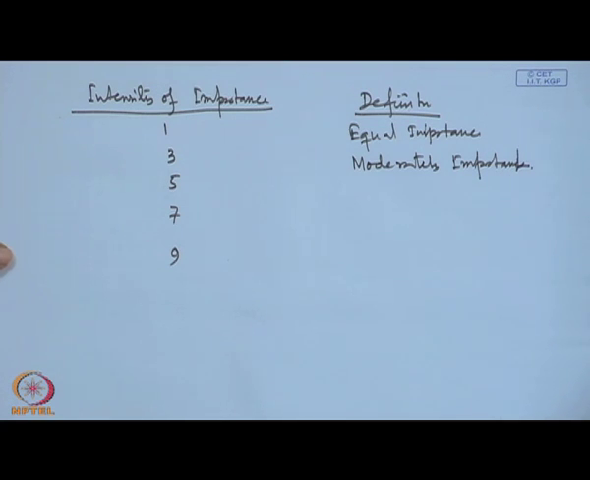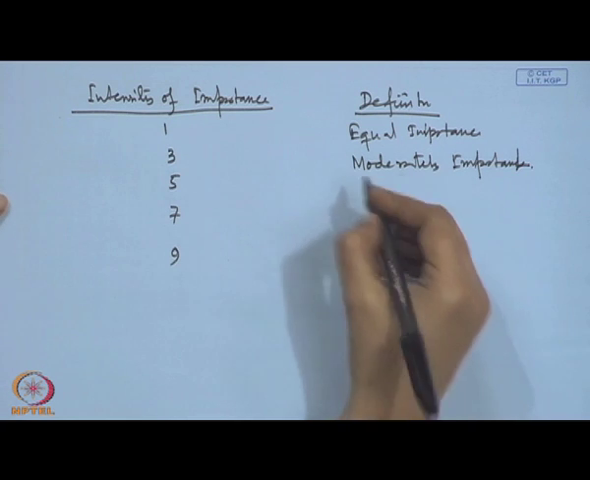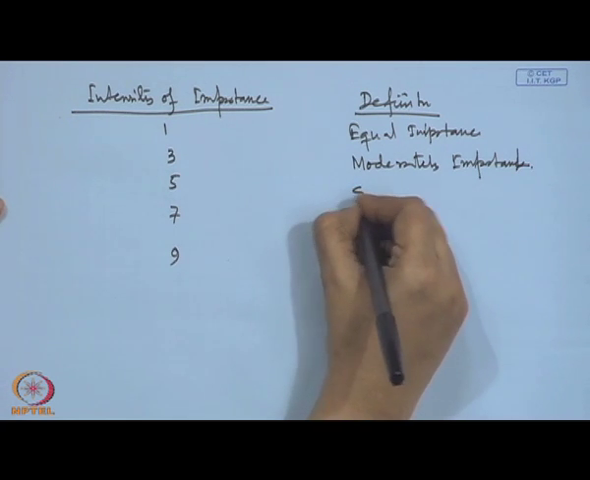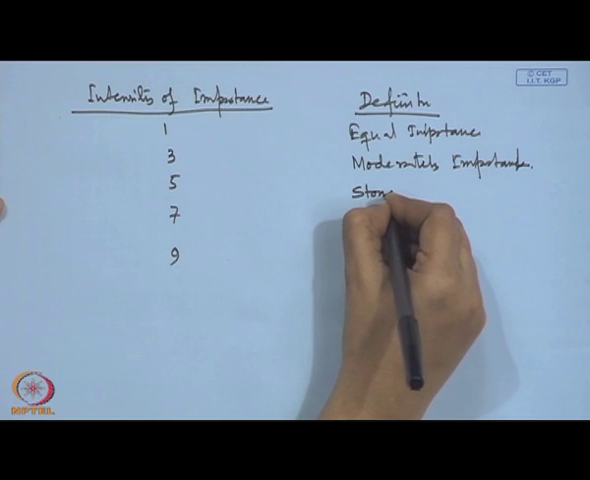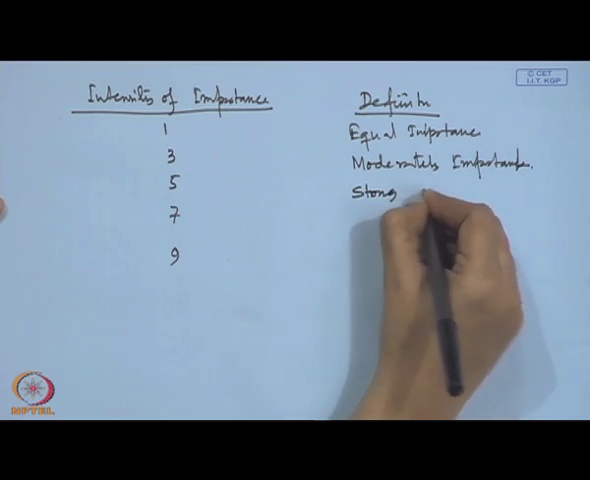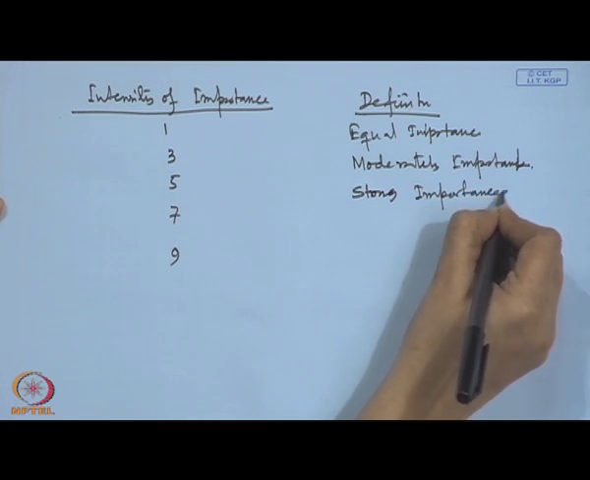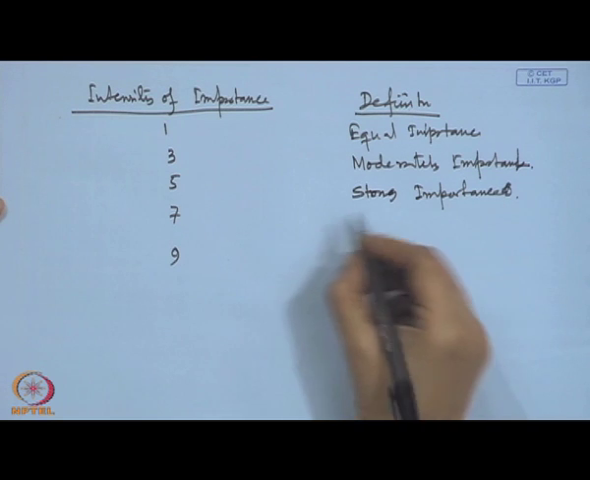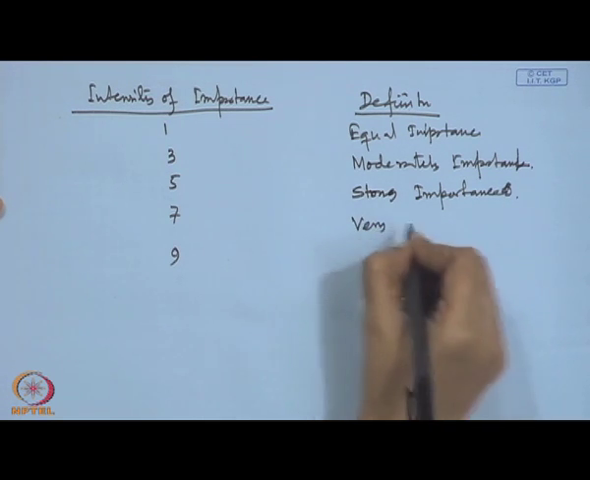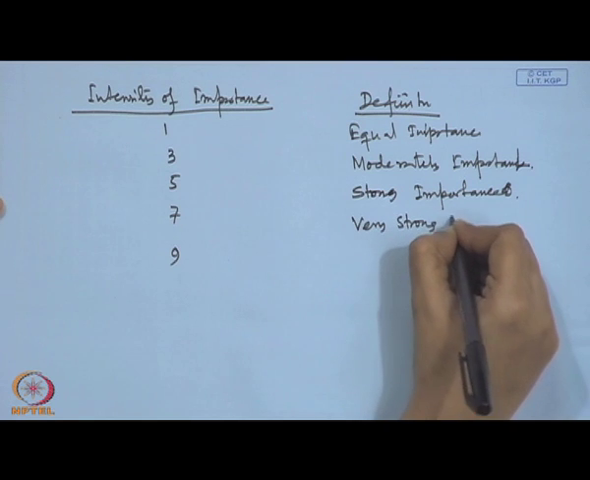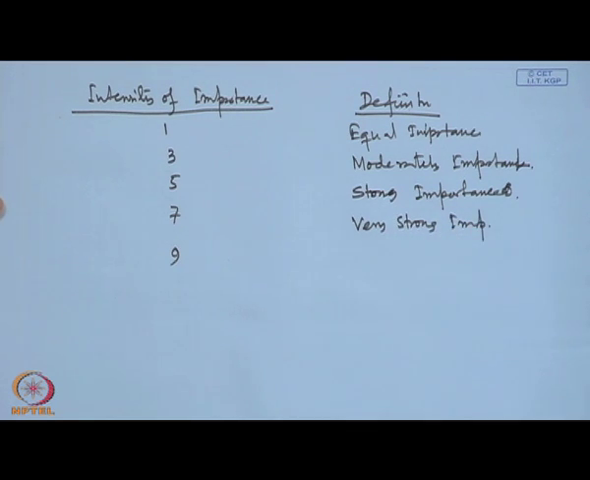And the experience and judgment slightly favor one alternative instead of another alternative, and the value 5 can be referred for the strong importance. The value 7 can be given for very strong importance. That means, we are considering that alternative A is very strongly important than alternative B.